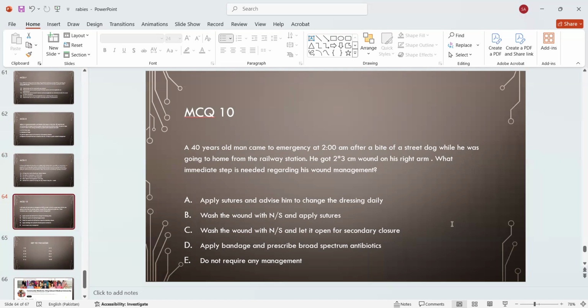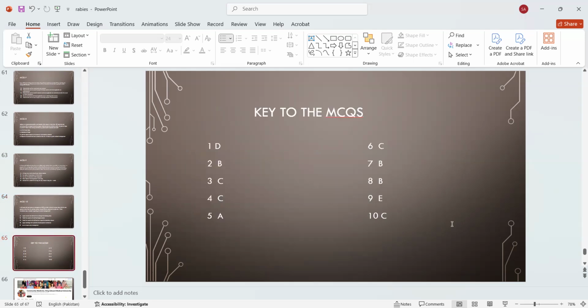A. Apply the sutures and advise him to change the dressing daily. B. Wash the wound with normal saline and apply sutures. C. Wash the wound with normal saline and let it open for secondary closure. D. Apply bandage and prescribe broad-spectrum antibiotics. E. Do not require any management. Yes, the answer is C. Wash the wound with normal saline and leave it open for secondary closure.